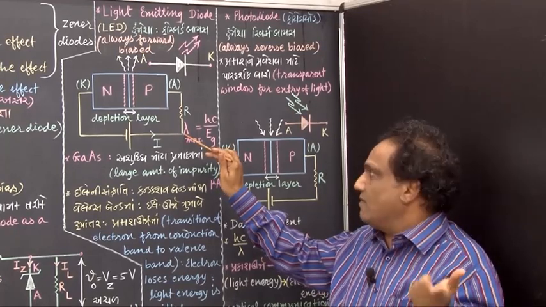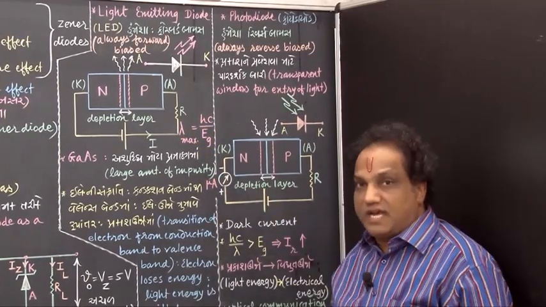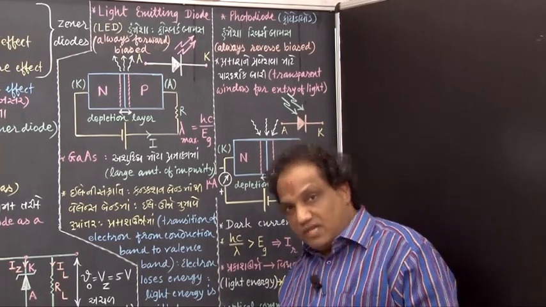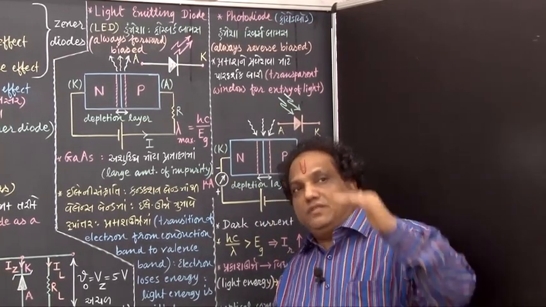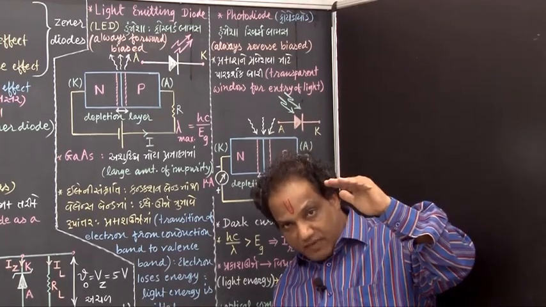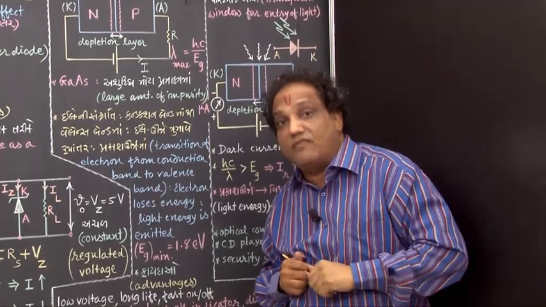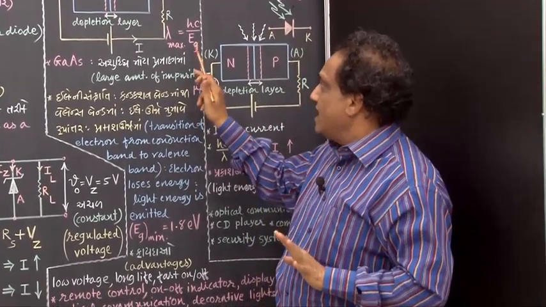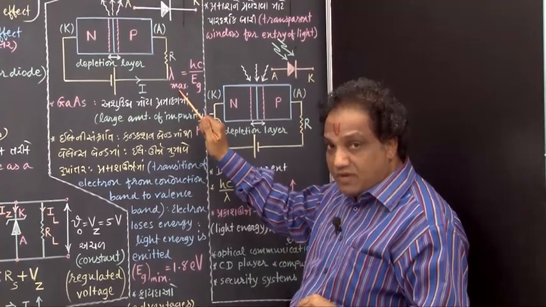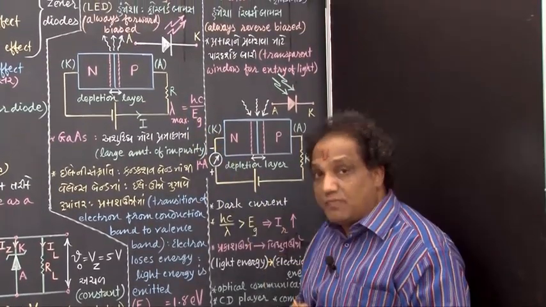Now, what can be the maximum wavelength of light emitted from an LED? Its formula is hc upon Eg. What is Eg? It is the band gap energy, and what is it? The difference in energy between the lowest energy level of the conduction band and the highest energy level of the valence band. It is called band gap energy. And tell me why this lambda is maximum here? Because this energy is minimum.